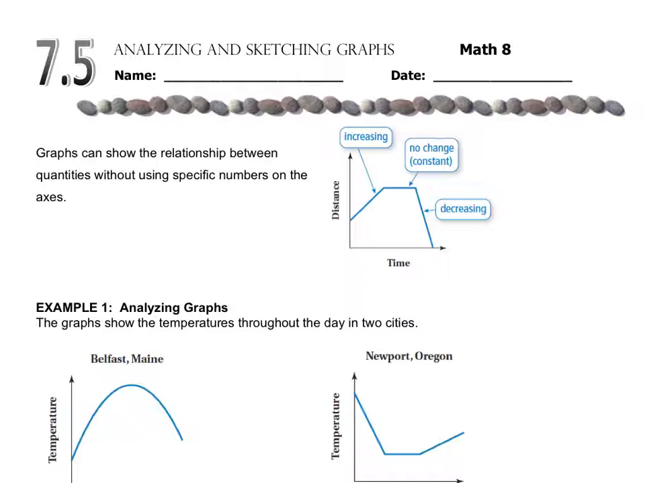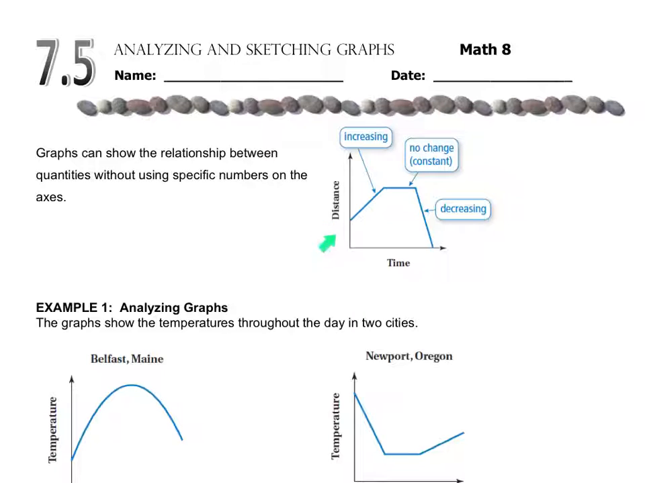Today we're going to talk about analyzing and sketching graphs. Sometimes we're going to look at graphs with a more generic look, at what is generally happening without having numbers. But we can still find out some information. Certain things will be definite about them, while some of the information is a little bit left to the imagination. So graphs can show the relationship between quantities without using specific numbers.